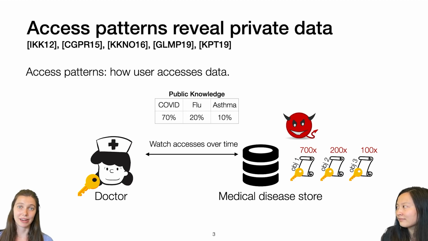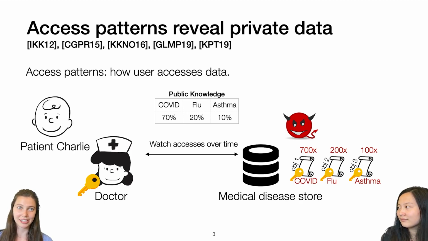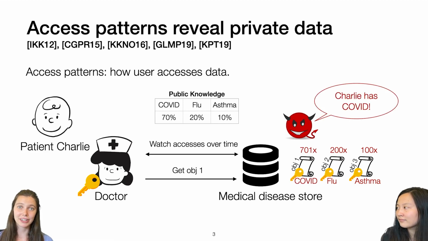And from that, it can infer that the object that's being accessed about 70% of the time is probably the COVID object. So then some unfortunate patient Charlie arrives at the doctor's office. The doctor requests object 1. The attacker can see that object 1 is being requested by the doctor, and then the attacker can infer that Charlie has COVID. So even though the contents of the objects remain encrypted, the attacker can still learn private information.